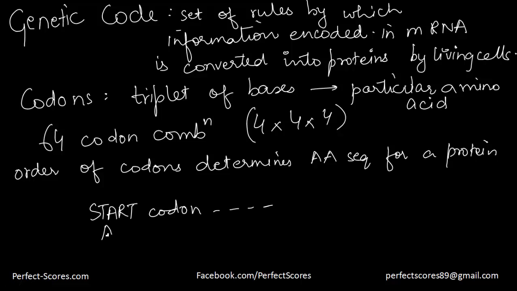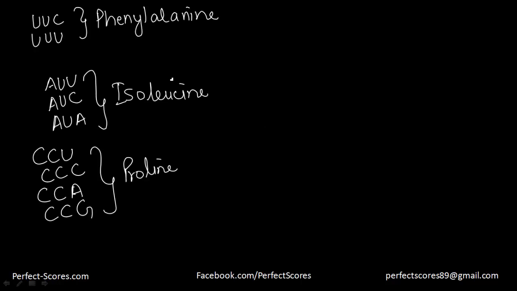Which is usually a combination of A, U, and G. Remember, we have U instead of T because we're talking about the messenger RNA, not the DNA. So every codon has a start codon, and there is a stop codon as well for the sequence, which is what we will be covering. Let me give you a few examples for the different kinds of codons that exist.